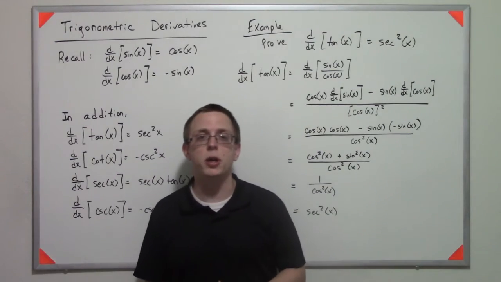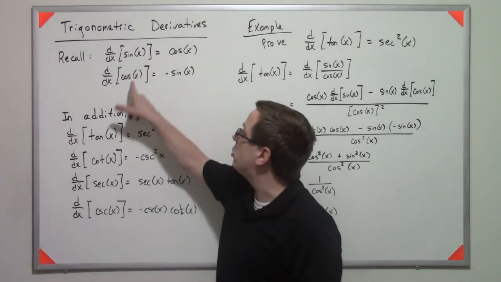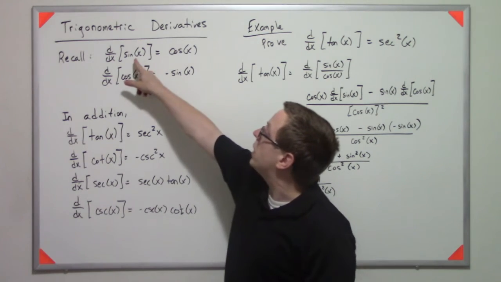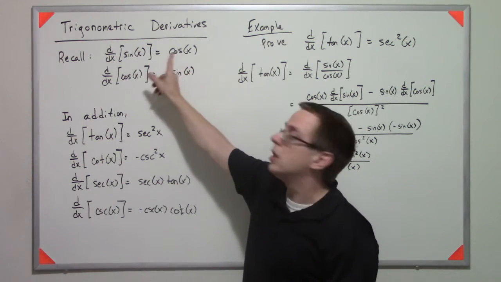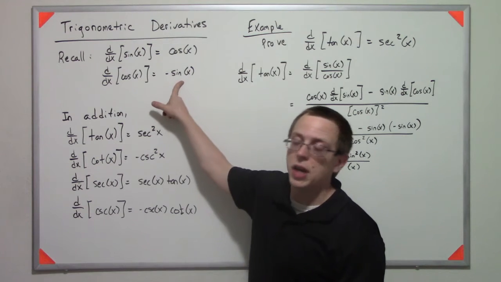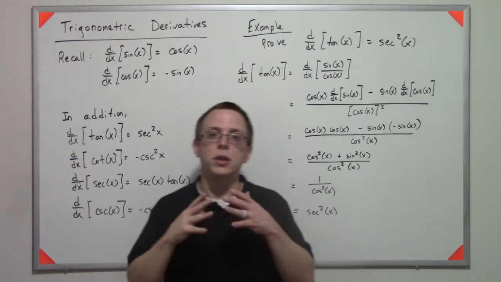We've already discussed trigonometric derivatives for the sine function and the cosine function. And remember that sine of x derives to cosine of x, and cosine of x derives to negative sine of x.